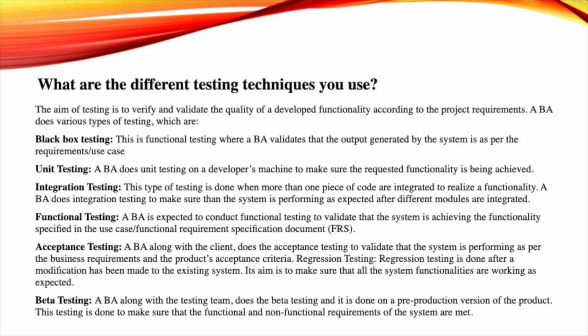Acceptance testing. A BA along with the client does the acceptance testing to validate that the system is performing as per the business requirements and the product's acceptance criteria. Regression testing. Regression testing is done after a modification has been made to the existing system. Its aim is to make sure that all the system functionalities are working as expected.